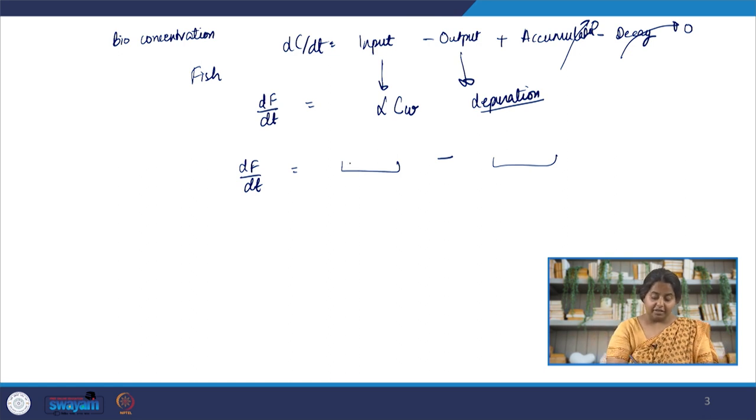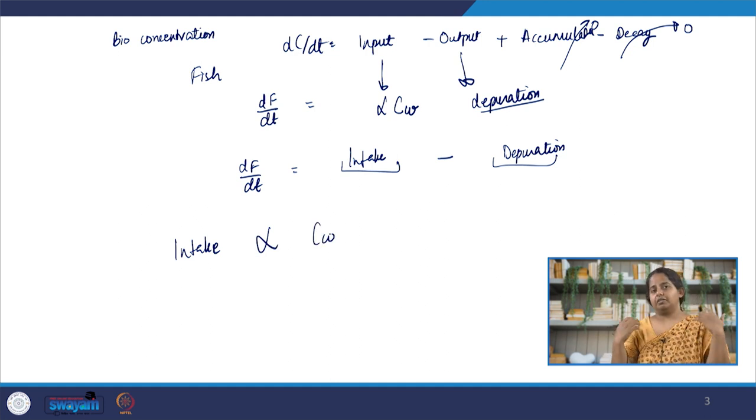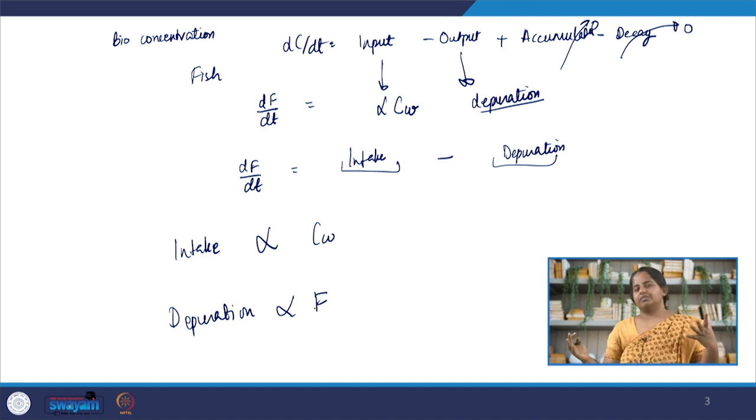Let's look at it. This is intake, depuration. So, intake of the contaminant from the environment will be proportional to the concentration of the contaminant in the environment. However, depuration, removal of the contaminant from the fish's body will be proportional to the concentration of the contaminant in the fish body. Think of it this way.